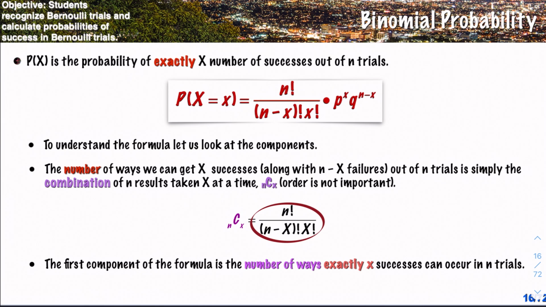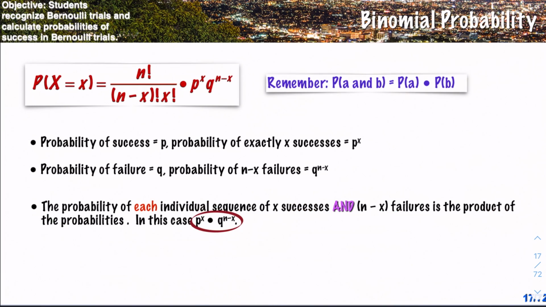So to understand the formula, let us look at the components. The number of ways we can get x successes out of n trials is simply the combination of n results taken x at a time. So that is our combination part. The first component of the formula is the number of ways exactly x successes we can get. That's the ordering part. Then the next piece, the p of x and the q of x, are the probability of successes. And then however many successes we get, we also get fails. We have to have both. That's why it's a binomial.